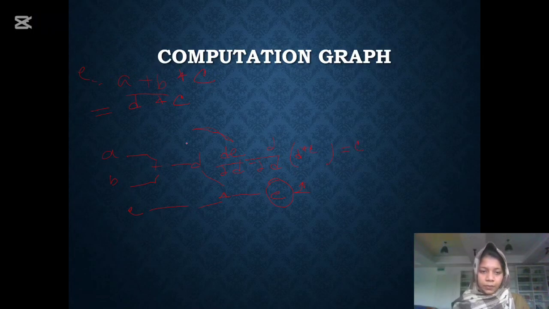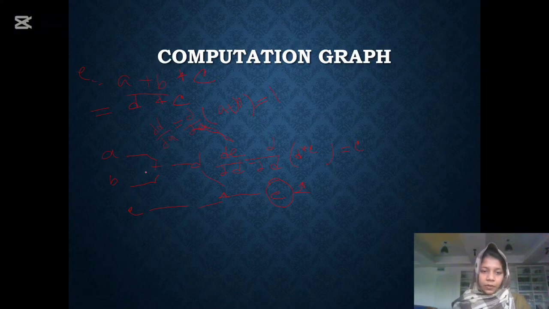Then if we come to this part, we need to determine the partial derivative of D with respect to A. Here we need to determine the value of this part. Here the value of D is A plus B, so as we know, it is 1.